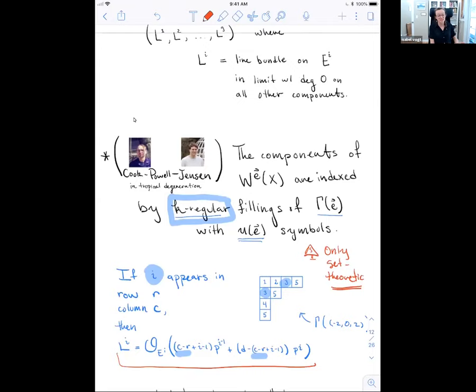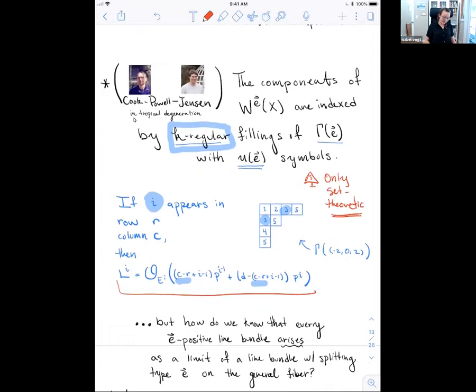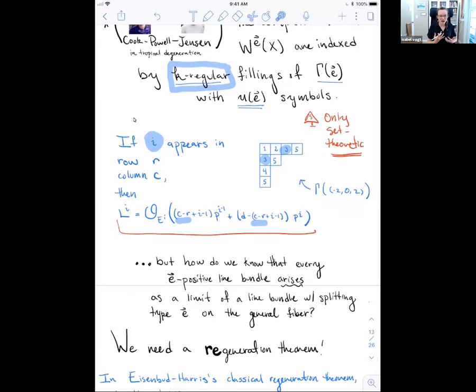But even just having this nice description on the central fiber, which is very nice, we still don't know that every one of these E-positive line bundles on the central fiber of our degeneration actually arises as a limit of a line bundle with splitting type E. We don't have any way of going backwards. So what we need is a regeneration theorem. It's not good enough just to degenerate if you want to know global information.